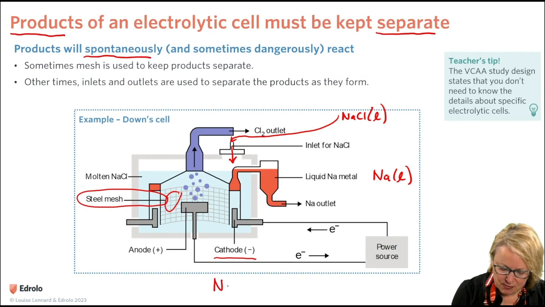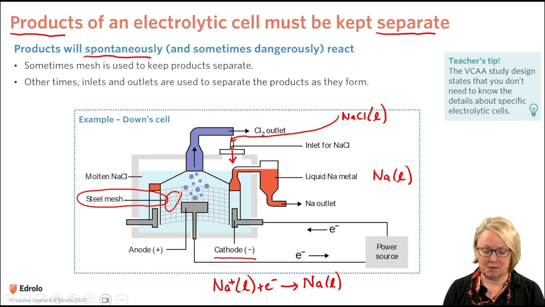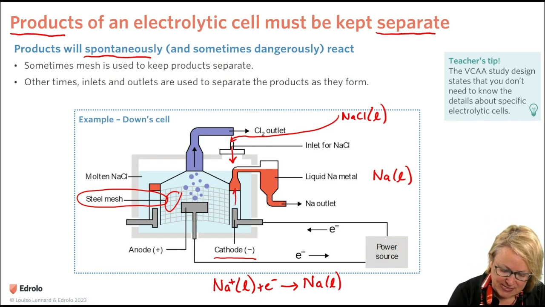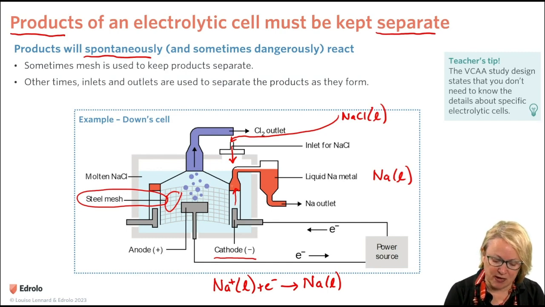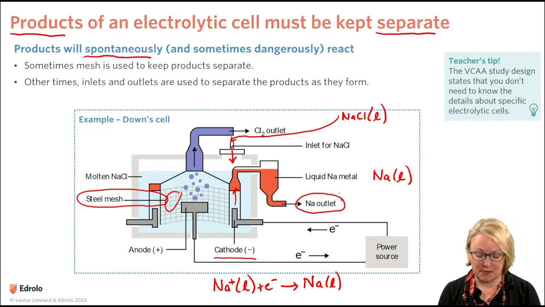At the cathode, we have molten sodium ions that collect an electron and form molten sodium metal. The molten metal is less dense than the molten sodium chloride, so it accumulates through these pipes, and then it can be collected through the sodium outlet.